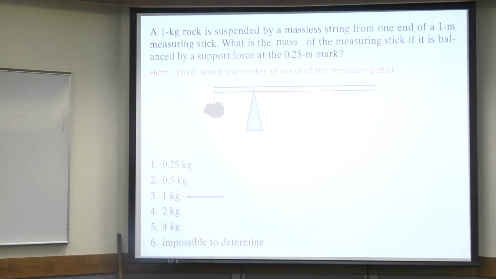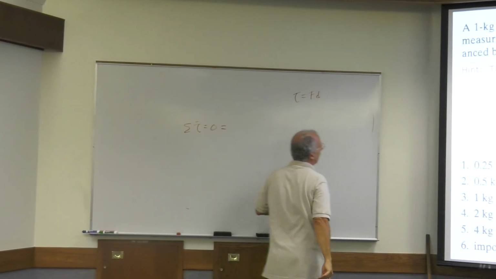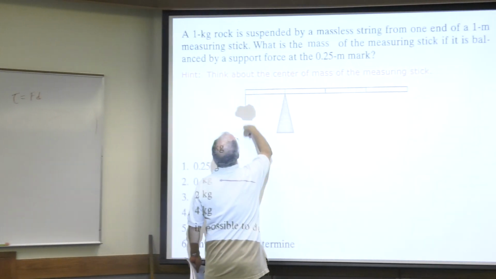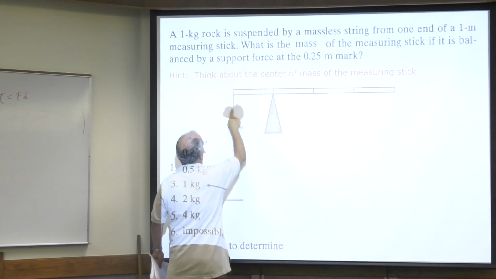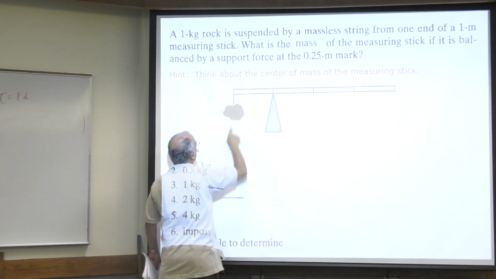Remember that problem we did? I tried to explain the easy way to do it, but I also said you can do it with torques. So let's do it with torques. The meter stick is obviously not rotating, so the sum of the torques equals 0. Let's use this definition: torque equals force times lever arm. So this is the force, and this is the lever arm.